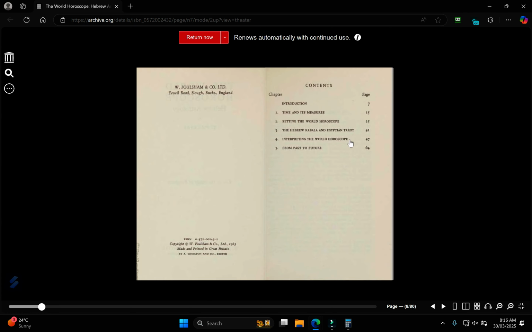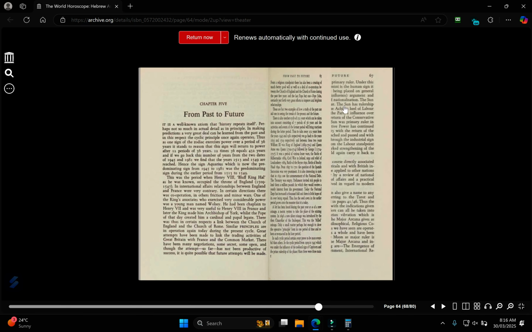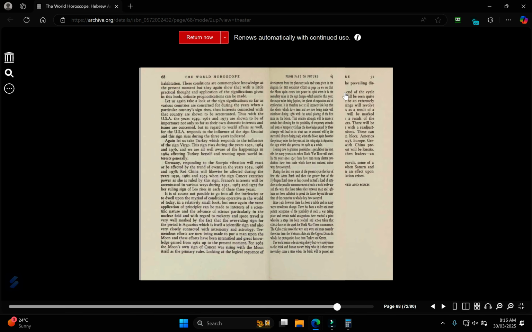So if we go forward, if we go to page 64, for example, right here, page number 64, then we have 65, then 66, 67, 68, then we have 69, 70, 71, and on the opposite side of 71, we have 72.